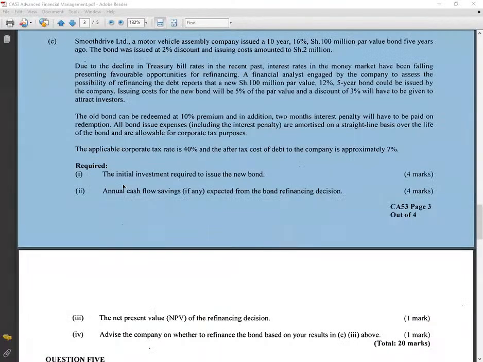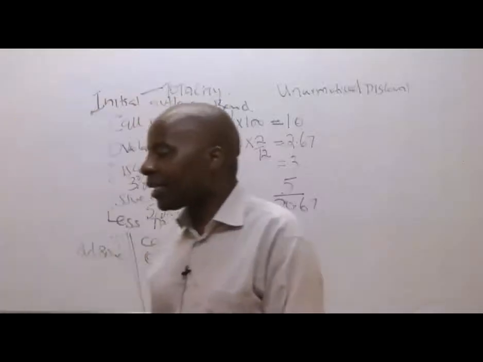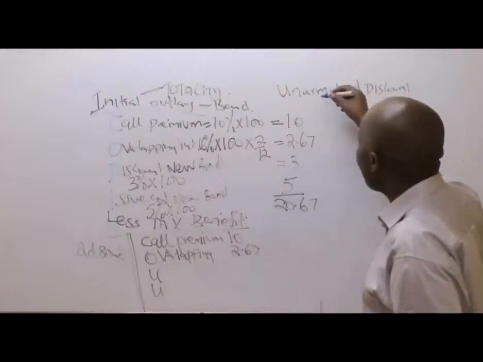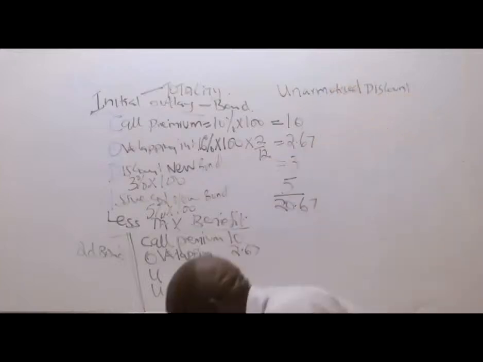That 2 million seems correct. Let's see. Now, listen. We are told up here, this old bond information is given up here. The bond was issued how many years ago? 10 years ago. And the bond was issued at what discount? 2% discount. 2% of what? It is 2% of the par value.